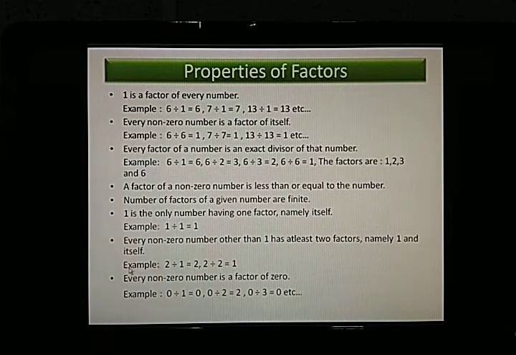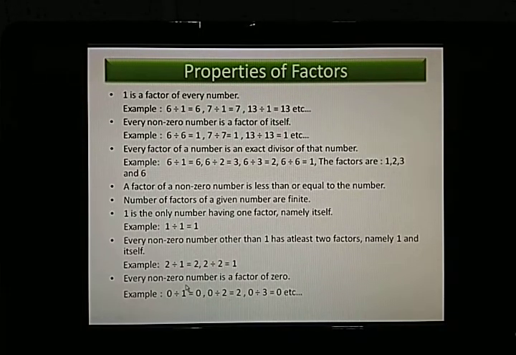Since all the non-zero numbers are a factor of 0, that means 0 will have an infinite number of factors. Other than that, all the non-zero numbers will have a finite number of factors, except 0. Since 0 is a factor of all the numbers, and there are infinite numbers, 0 will have infinite factors. Only the non-zero numbers will have a finite number of factors.